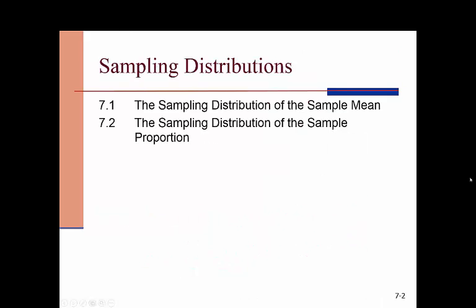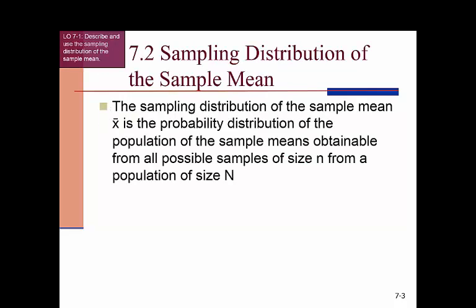Like we talked about, we're going to talk about the sampling distribution of the sample mean. That's what we mean by the normal distribution with a mean mu and a standard deviation of sigma over the square root of n. We'll also look at some of the proportion information. When we're talking about a sampling distribution, we're talking about the distribution of means. It's not just individual values anymore, it's a probability distribution of the particular means.